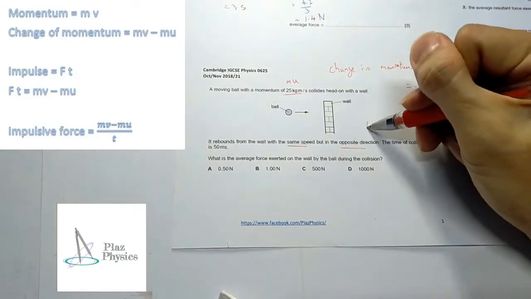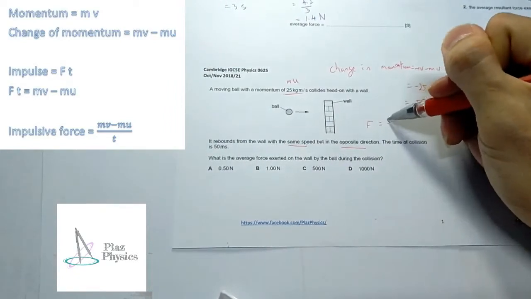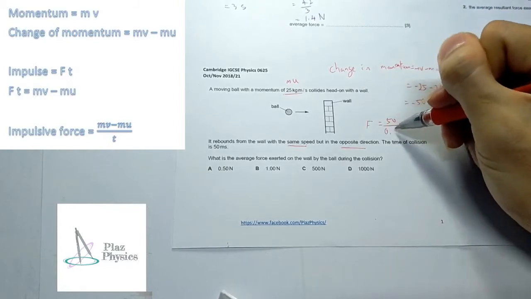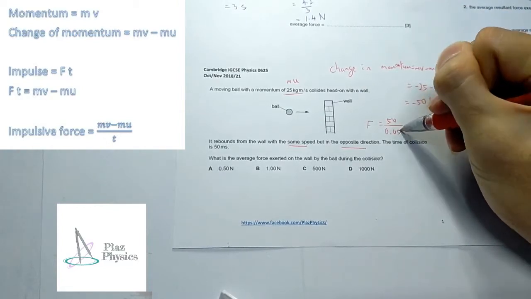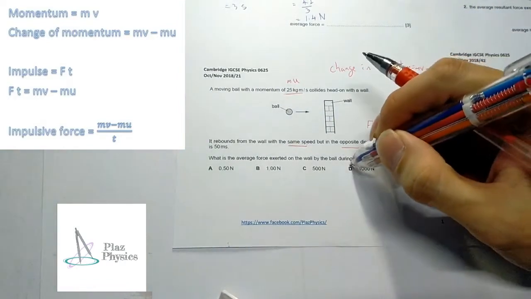Okay, now calculate the force. Same as previous one: 50 divided by time. But this one is millisecond, so 0.05 millisecond, change to second. So we will get 1000.